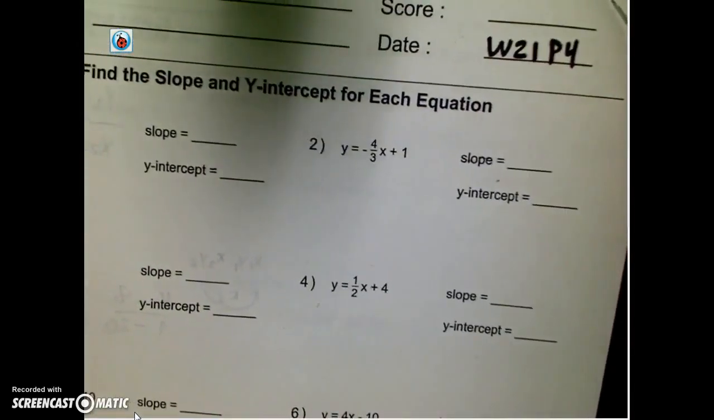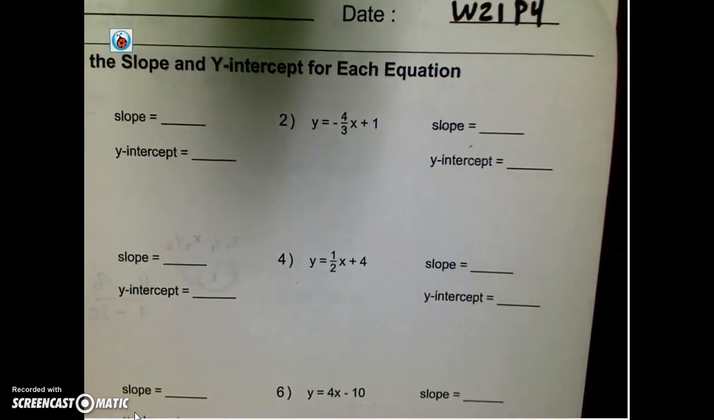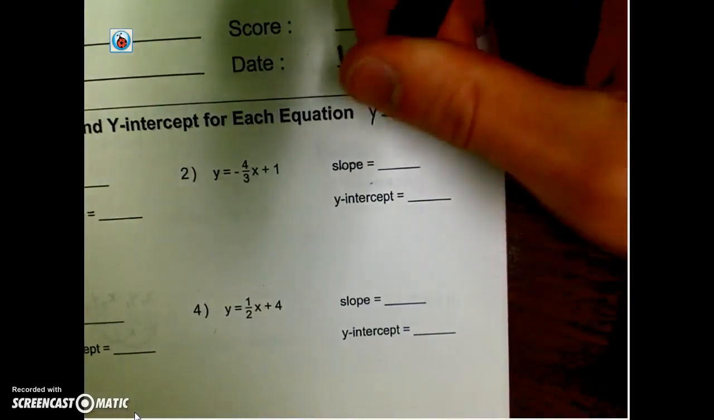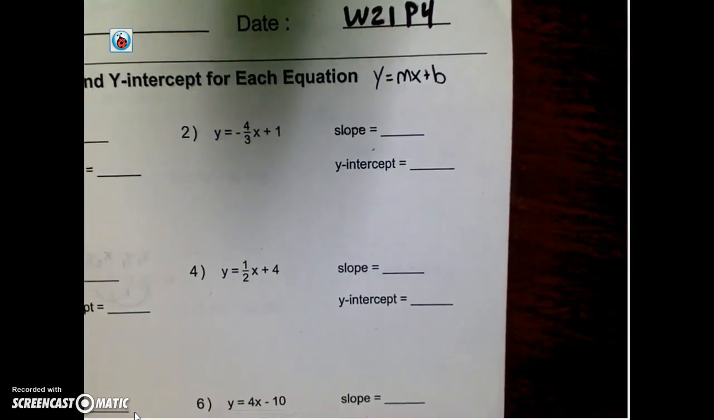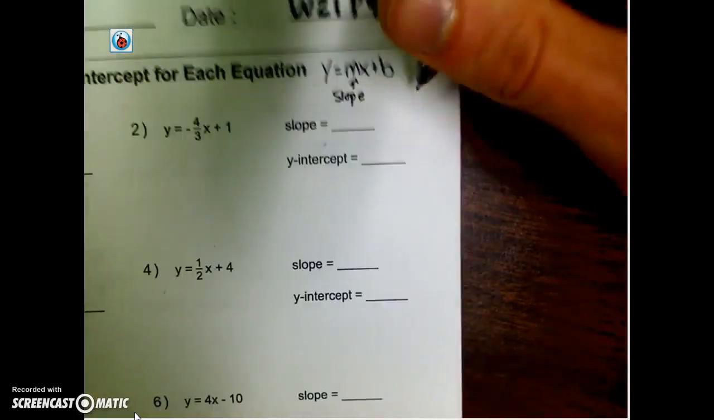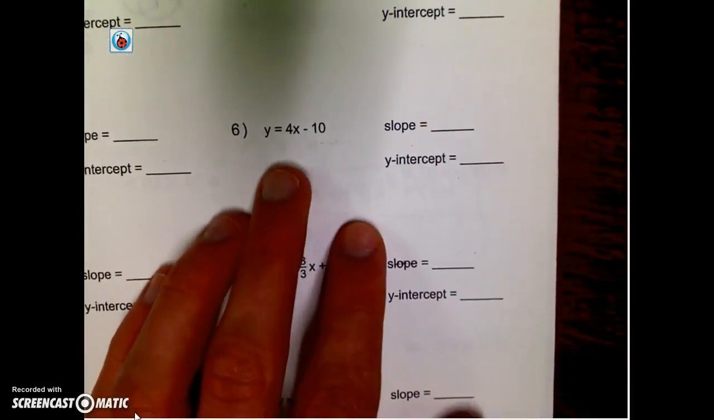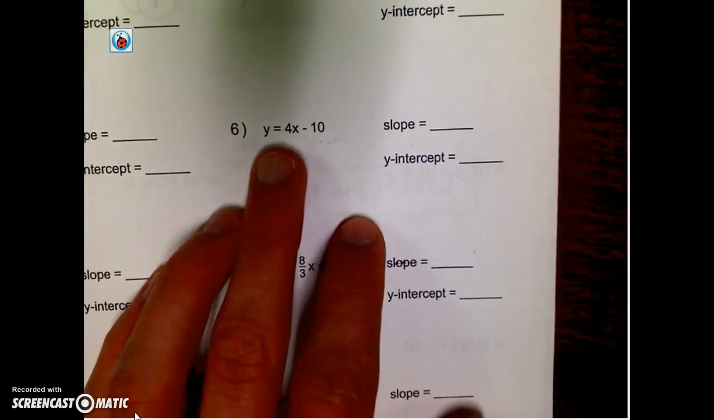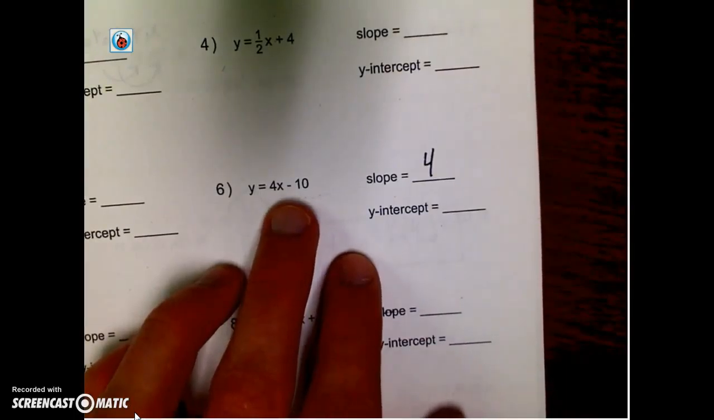Alright, so the last page here is just identifying slope and y-intercept for each equation. Right, and this comes from our y equals mx plus b, where m is our slope, b is our y-intercept. So it's just identifying the numbers here. So for example, we go down here to number 6. Our slope is just the number with the x. It's just a 4. Our y-intercept, it's just the number we see here. Make sure you keep the sign with it because it is a negative 10.